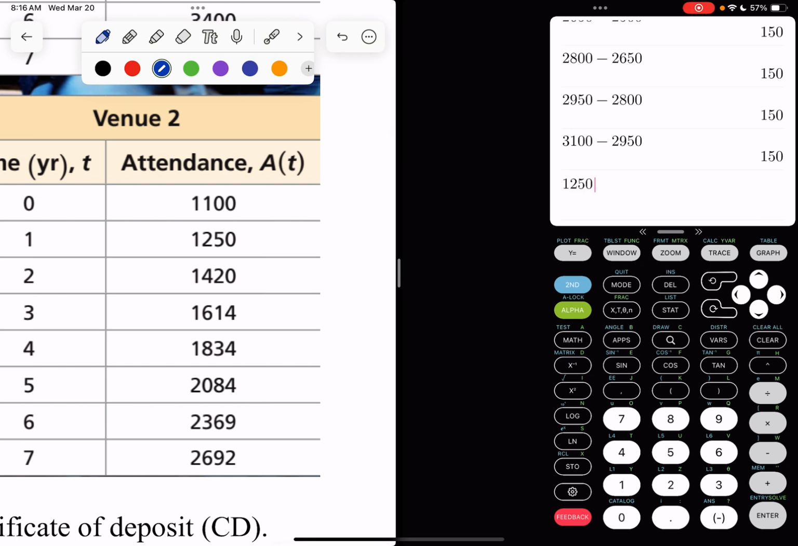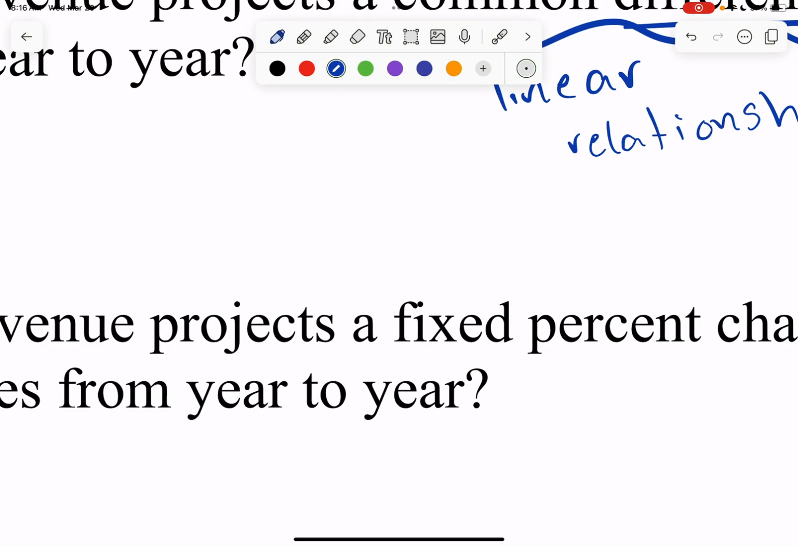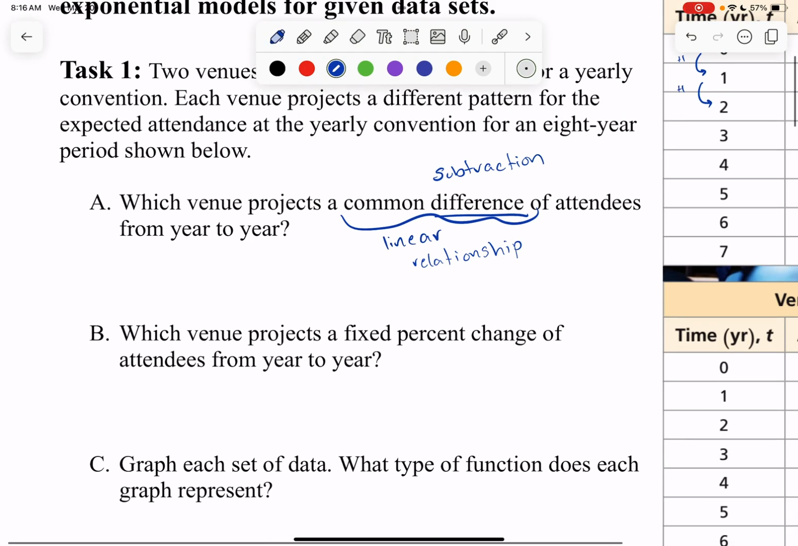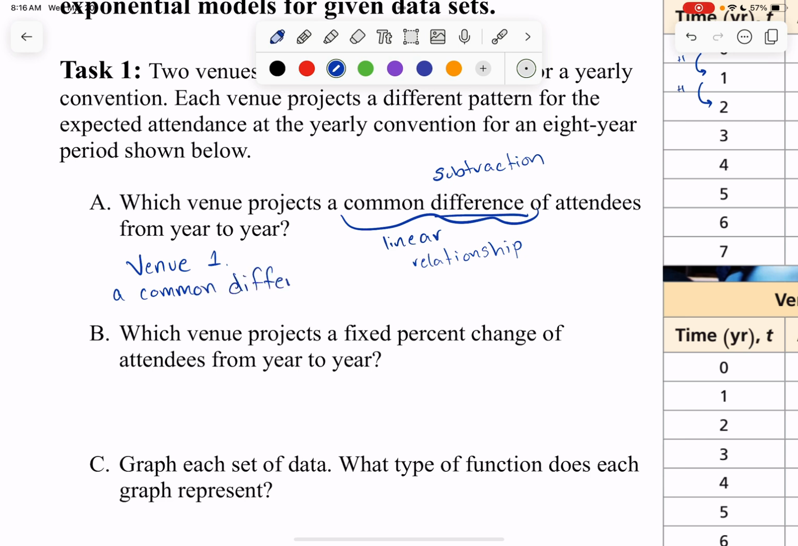If we take 1250 minus 1100, that's up by 150. And the next one, nope, that's 170. Then 194. Nope, that next one is not a common difference. So which venue projects a common difference? Venue number 1.